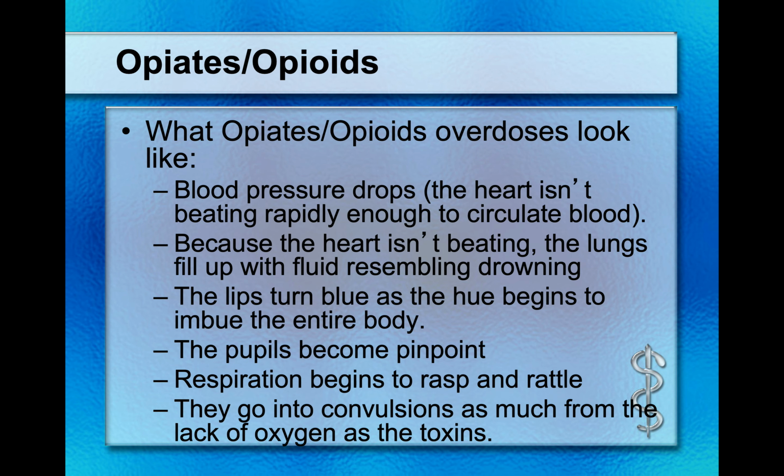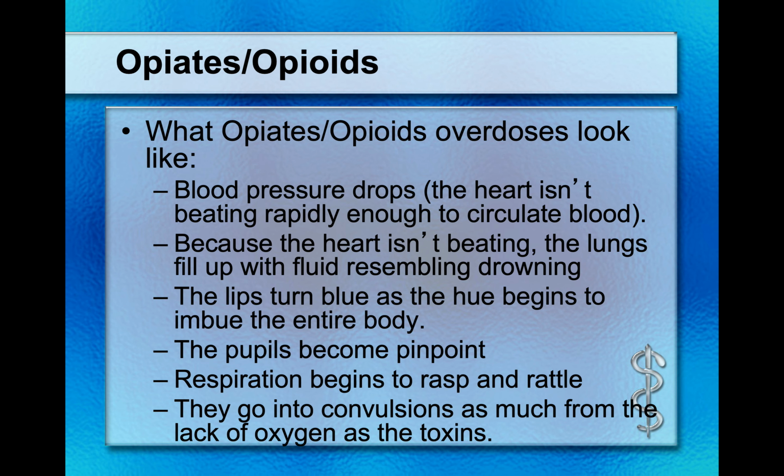What opioid overdoses look like: blood pressure drops, the heart isn't beating rapidly enough to circulate the blood. Because the heart isn't beating, the lungs fill up with fluid, resembling drowning. The lips turn blue as the hue begins to imbue the entire body. The pupils become pinpoint, and that's really what we're looking for, the pinpoint pupils. Respiration begins to rasp and to rattle. They go into convulsions as much from the lack of oxygen as from toxins.